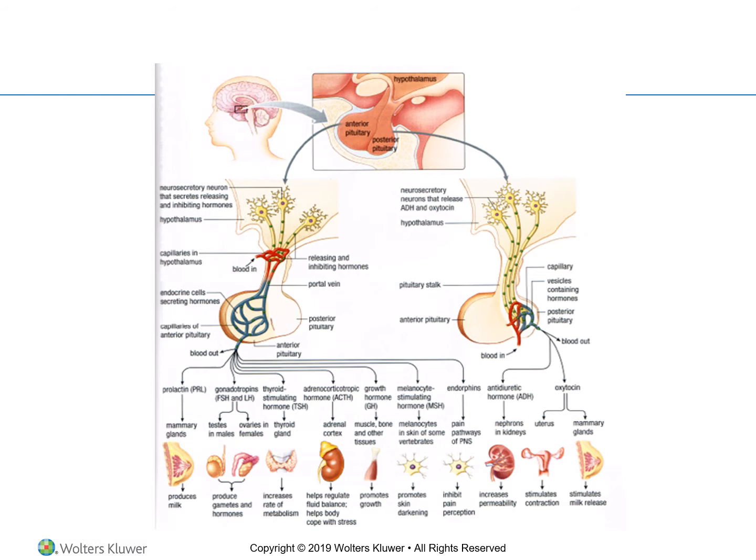We have in the anterior pituitary gland a few cells that are able to produce what is called melanocyte stimulating hormone, or MSH, that will act on the melanocytes in the skin and will promote a skin darkening. And also we have endorphins that are inhibitors for pain perception, and they will break the pain pathways at the level of the peripheral nervous system.